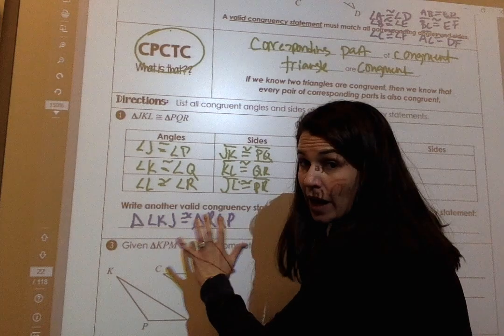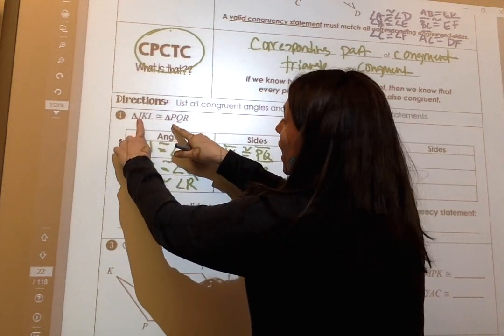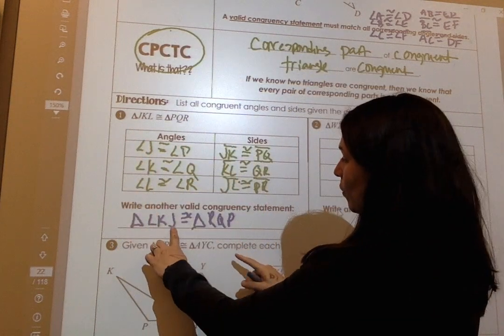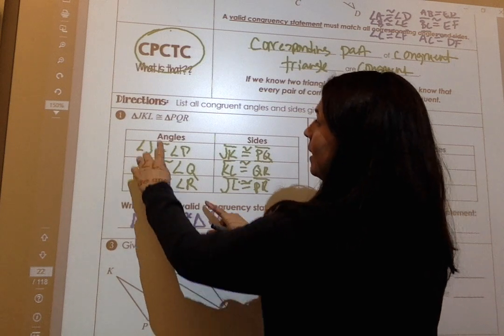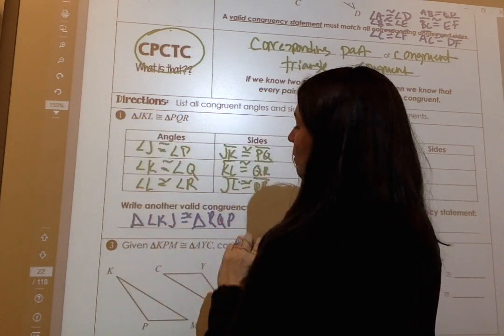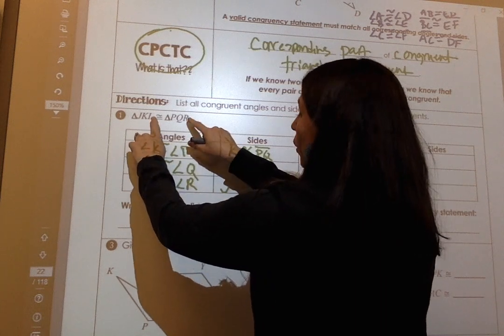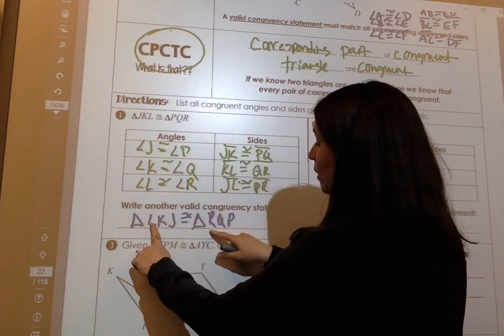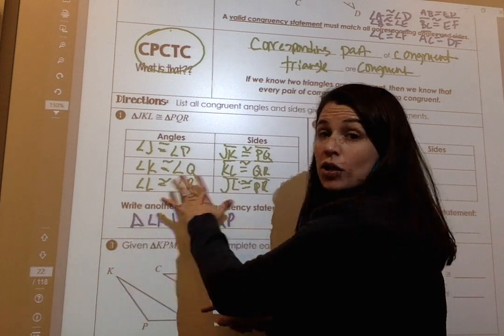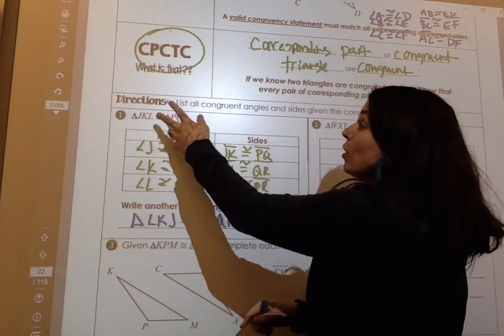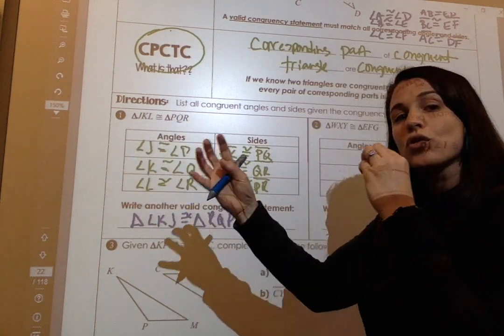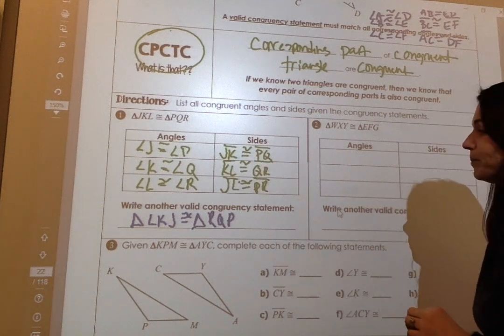So no matter which way I arrange it, J and P are always going to be congruent. K and Q are always going to be congruent. L and R are always going to be congruent. You can't mix that up. You can rearrange it, but make sure those corresponding parts always stay true.